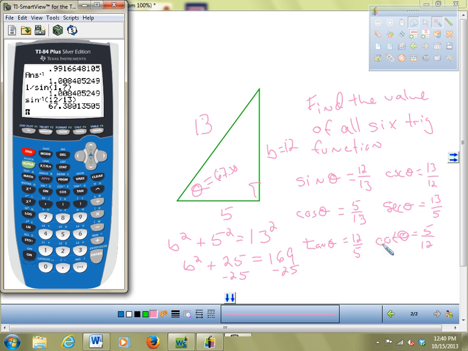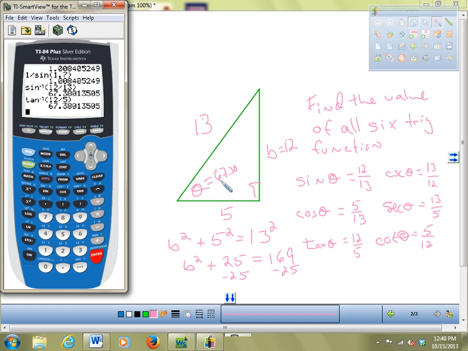I'd have to know that if cotangent is 5 over 12, that means the tangent is 12 over 5. So I'd have to go second tangent, whoops, wrong thing. Second, inverse tangent of 12 divided by 5, okay? And then I should get the same angle, right?